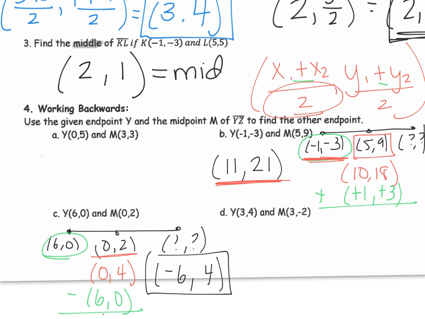And it never hurts to check. 6 plus -6 is 0, divided by 2 is 0. 0 plus 4 is 4, divided by 2 is 2. So I know I did it correct. So go ahead and pause this video and try part D. When you finish, unpause part D, and then your answer will be on the screen.